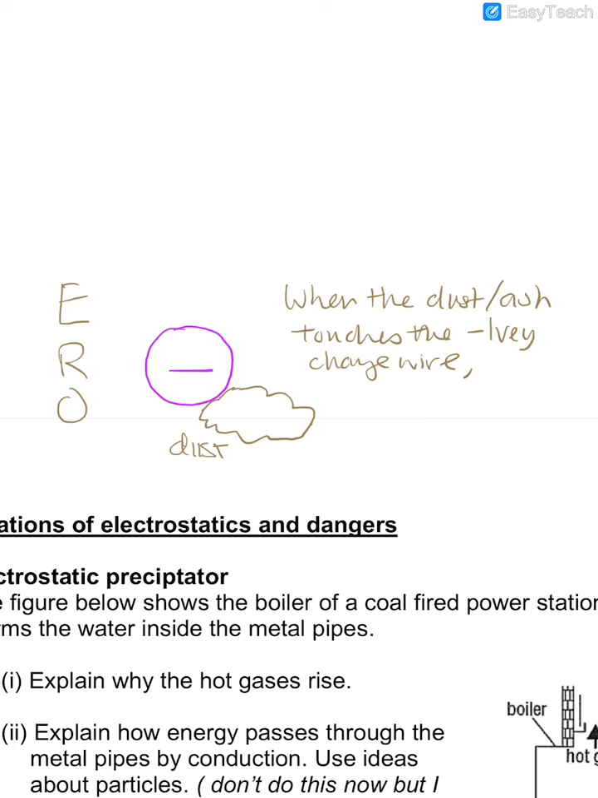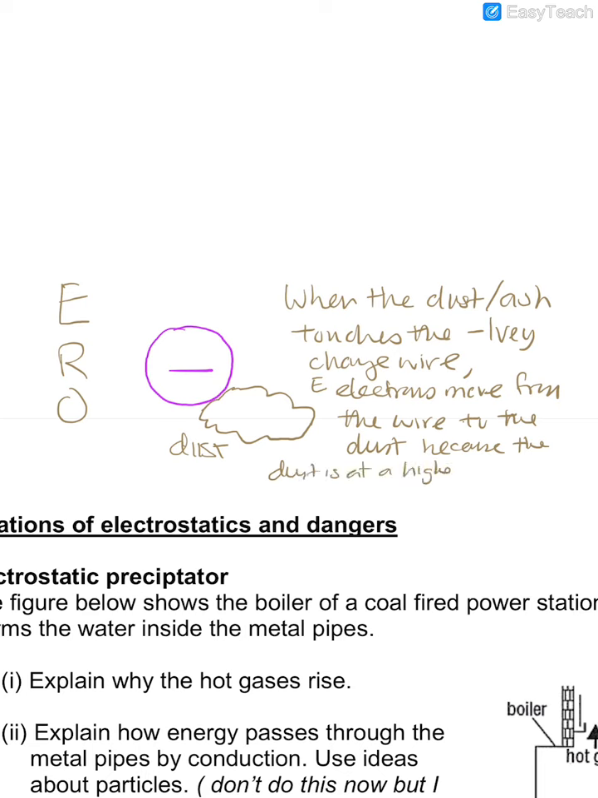You know why? Dust is neutral, 0. The wire is negative, at a lower potential. So electrons move from the wire to the dust. That's your E. Because, why? First or second reason? Second reason, because the dust is at a higher potential. So the electrons will go over from the wire, because the dust is at a higher potential.